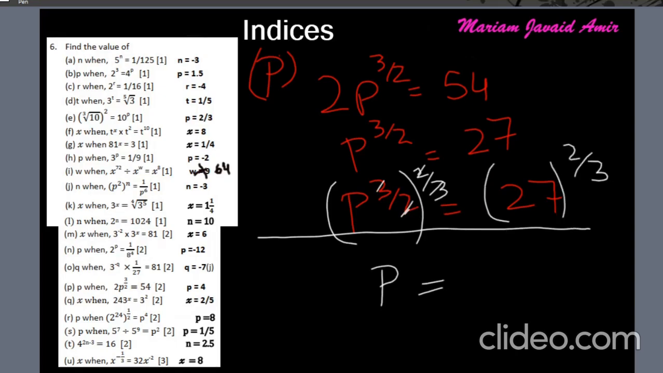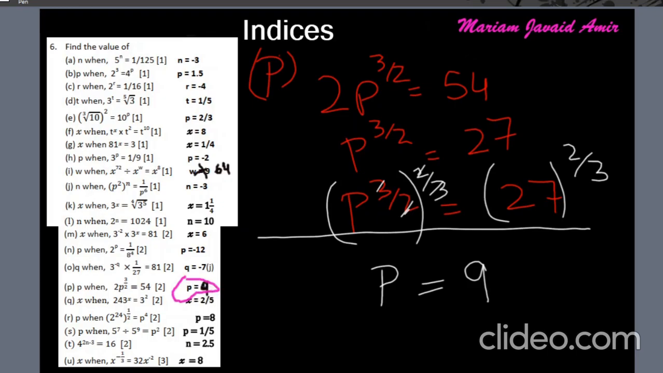So in your calculators, enter 27 power 2 over 3, and if you're working without a calculator, you'll first find cube root of 27, which is 3, then take square of that. 3 square is 9, which is not the answer here. Where did I mess up? Let me check and get back.